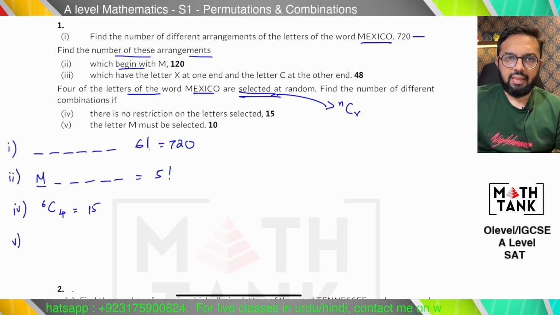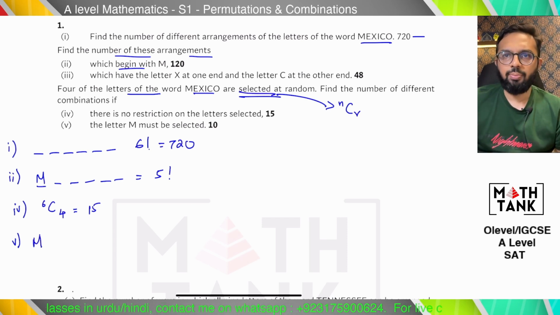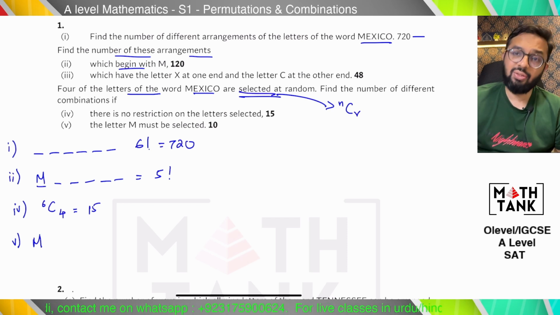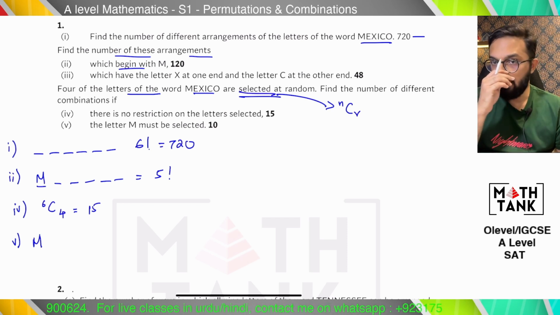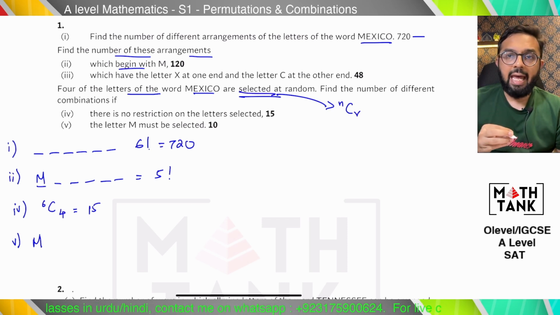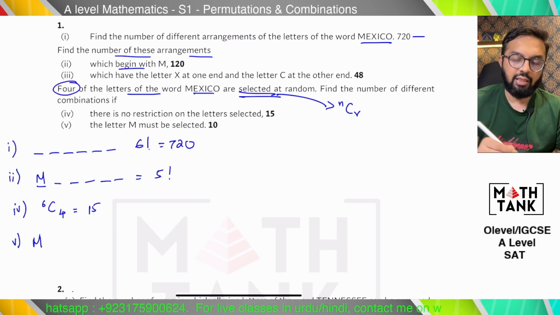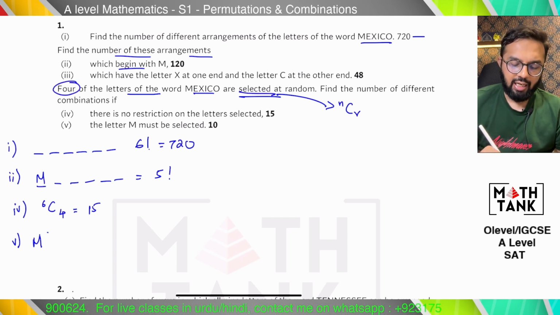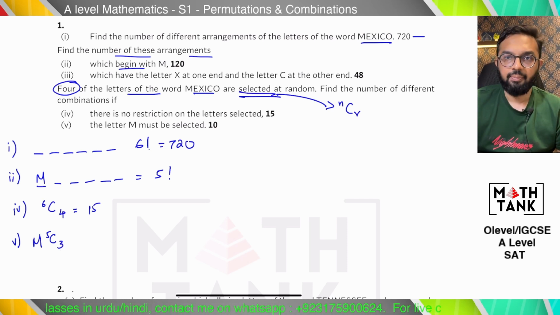Then part 5, it says the letter M must be selected. So I write M as it is. I'm not writing it on a dash because I'm not putting out dashes, because this is a combinations question. This is not a permutations question. So I'm going to say that we have M and I need to select how many more letters. Since I wanted to select a total of 4, I need to select 3 more. So I get 5C3. Why 5? Because M got eliminated and I'm left with EXICO. And I have 5C3 there.